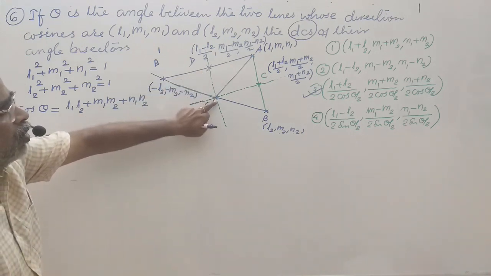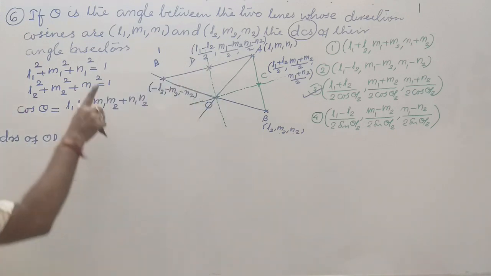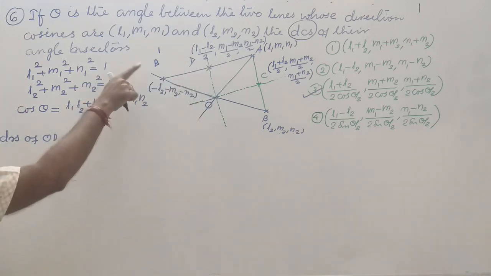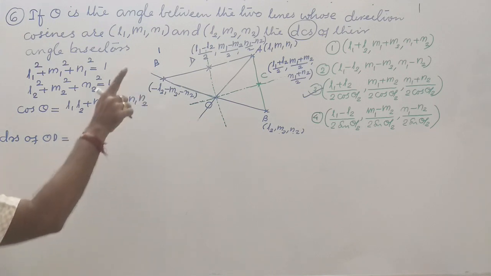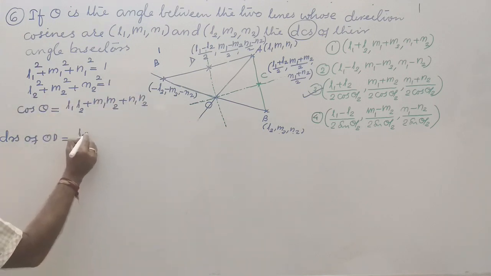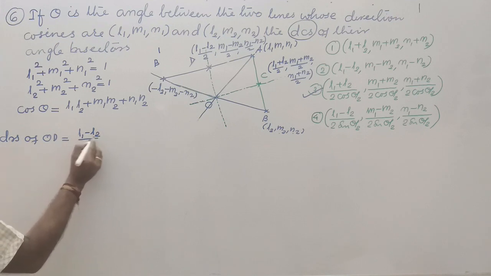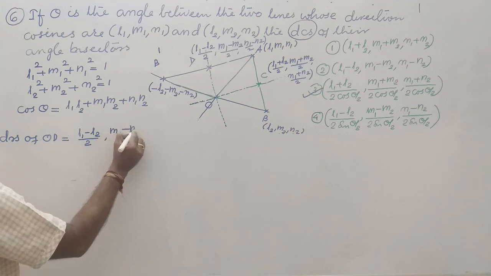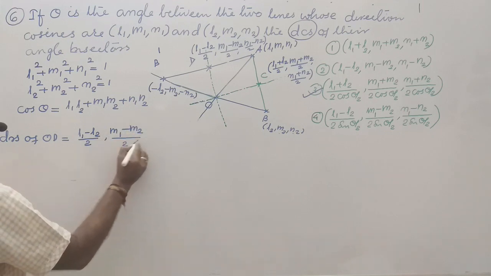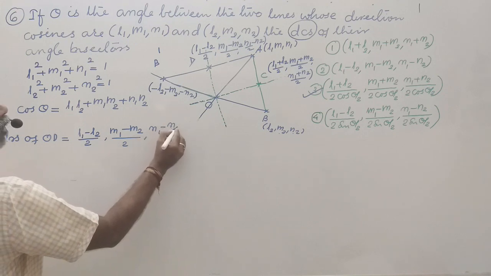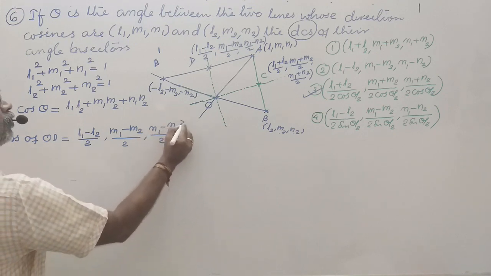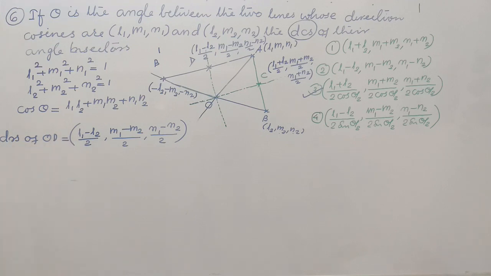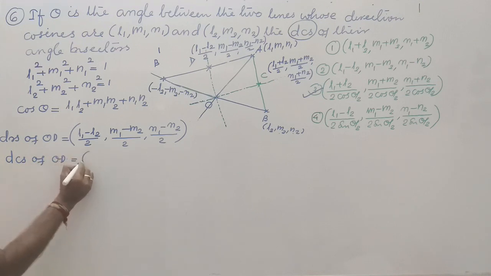OD is a line joining origin and this point. When two points are given, DRs are x2 minus x1, y2 minus y1, z2 minus z1. Therefore, we will get this: L1 minus L2 by 2, M1 minus M2 by 2, comma, N1 minus N2 by 2. Yes, now we want DCs, no? Therefore, DCs of this angle bisector OD.